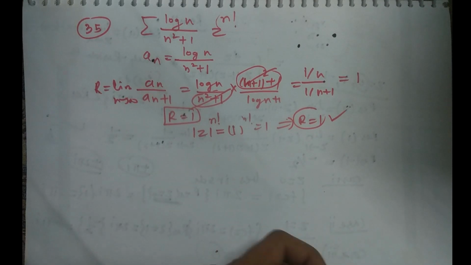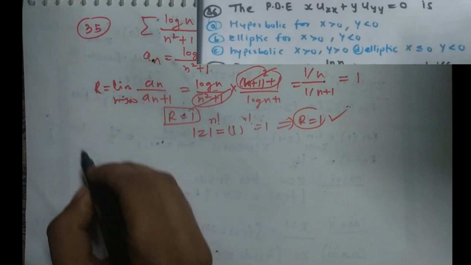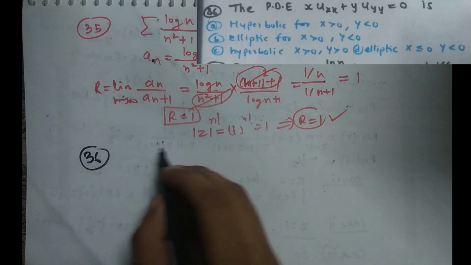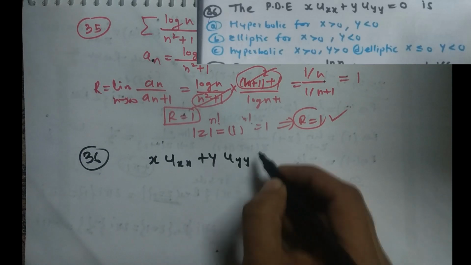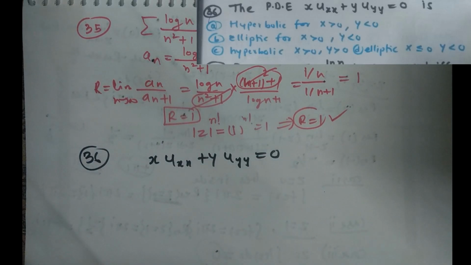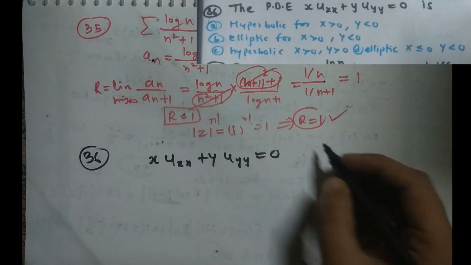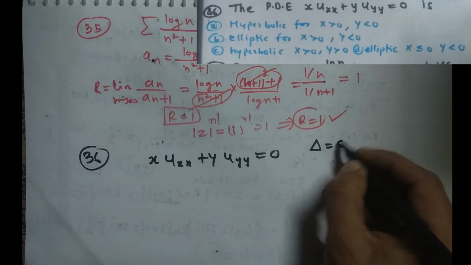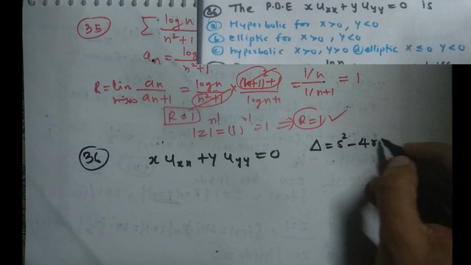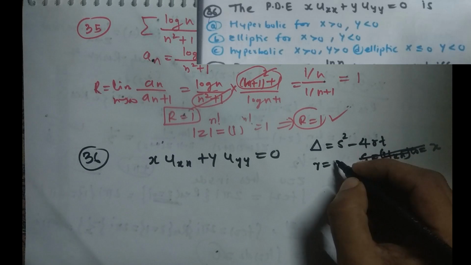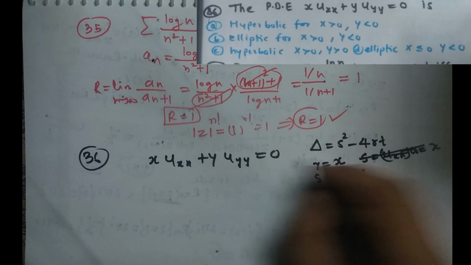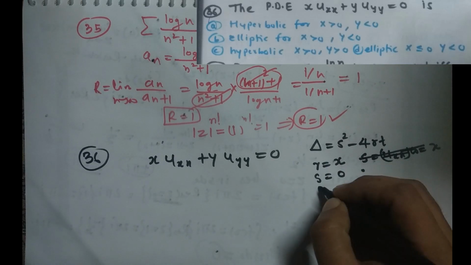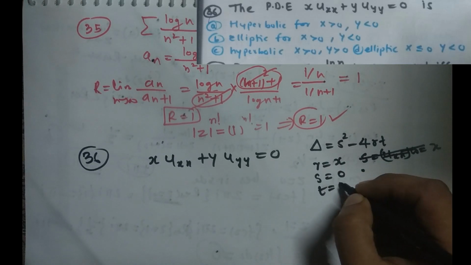If you look at next problem, question number 36. What question number 36 says? They have given one PDE, x u_xx plus y u_yy equals to 0. You see how to approach this kind of question. They are asking about whether this PDE is hyperbolic, elliptic. So how to approach? First we must know what is delta. Delta is nothing but s square minus 4rt. R is nothing but coefficient of u_xx, which is equals to x. S is nothing but coefficient of u_xy, which is equals to 0, and t is nothing but coefficient of u_yy, which is equals to y.